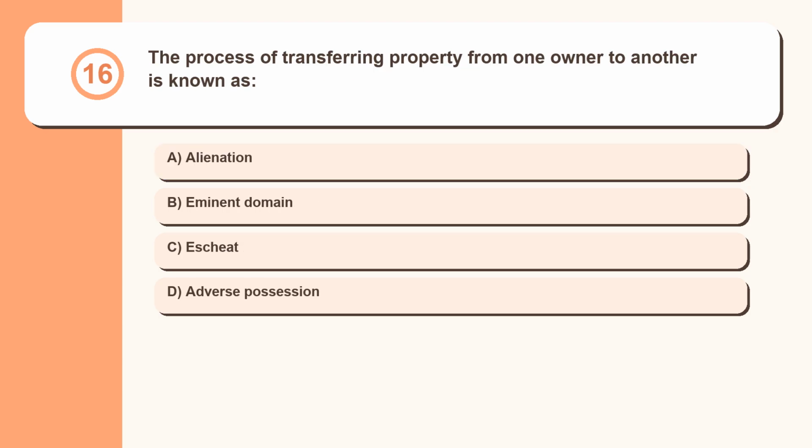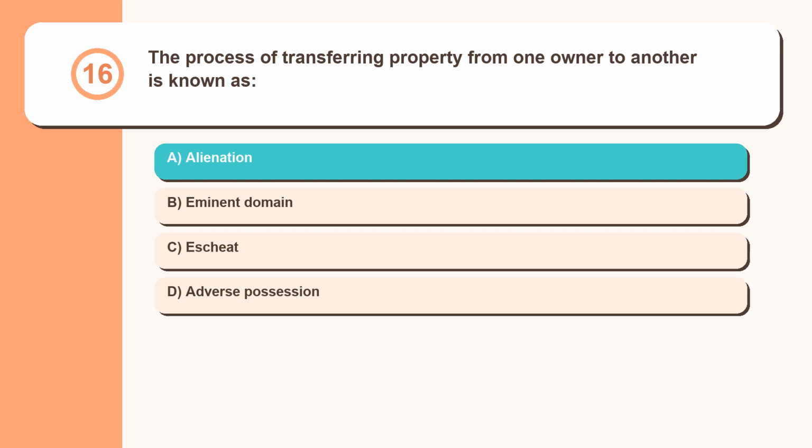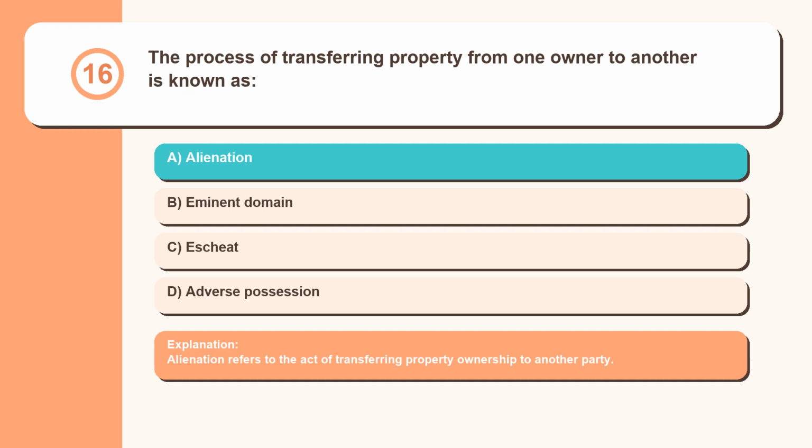Question 16. The process of transferring property from one owner to another is known as: alienation, eminent domain, escheat, adverse possession. Alienation refers to the act of transferring property ownership to another party.